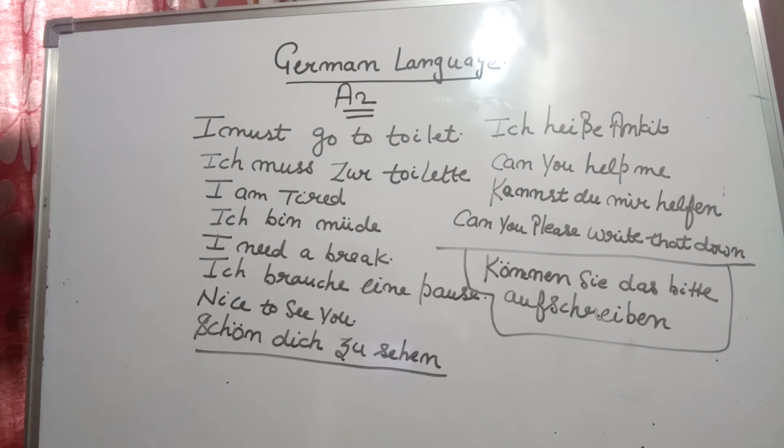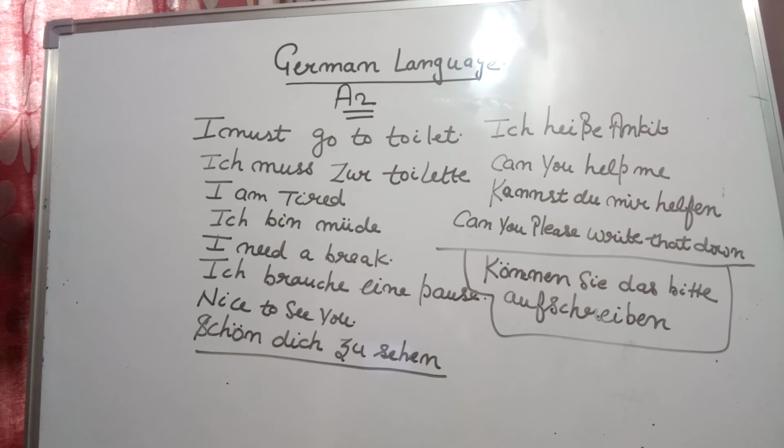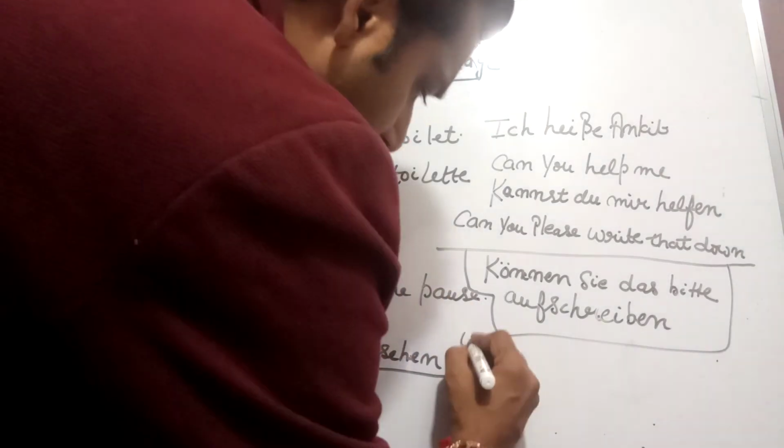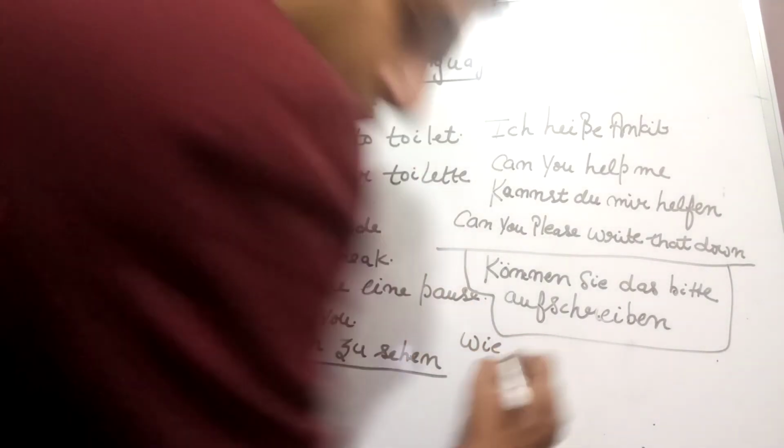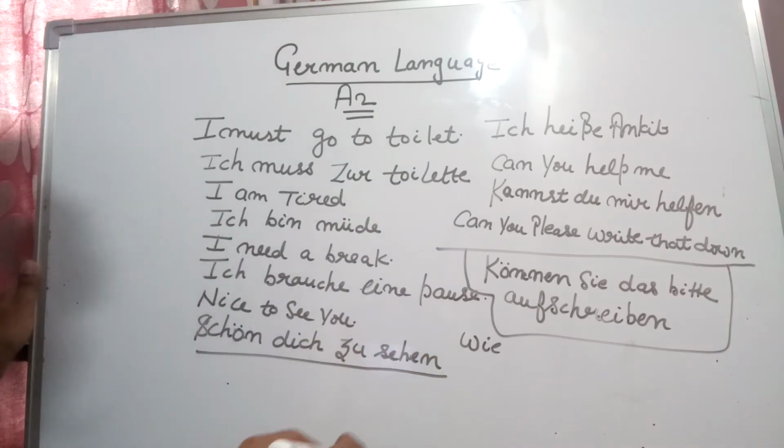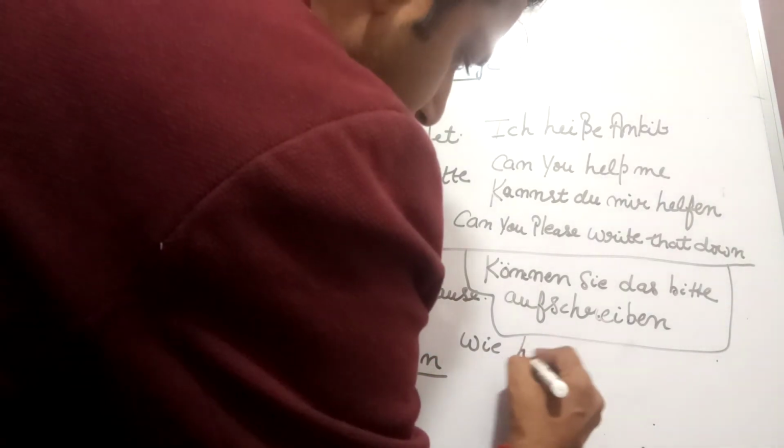I must go to the toilet. Ich muss zur Toilette. Ich bin müde, ich brauche eine Pause, schön dich zu sehen, ich heiße, okay, your name. Can you help me? Kannst du mir helfen? Can you please write it down? Können Sie das bitte aufschreiben? So repeat after me.